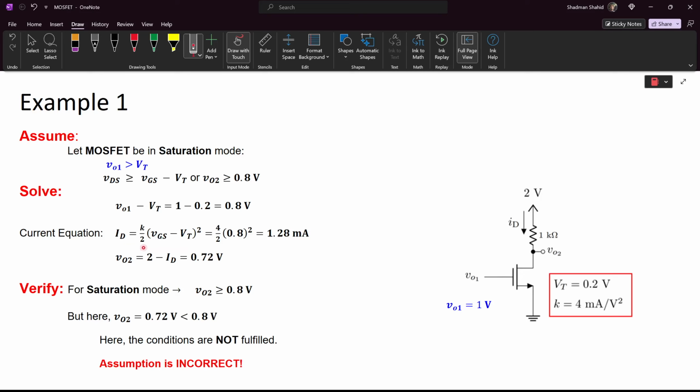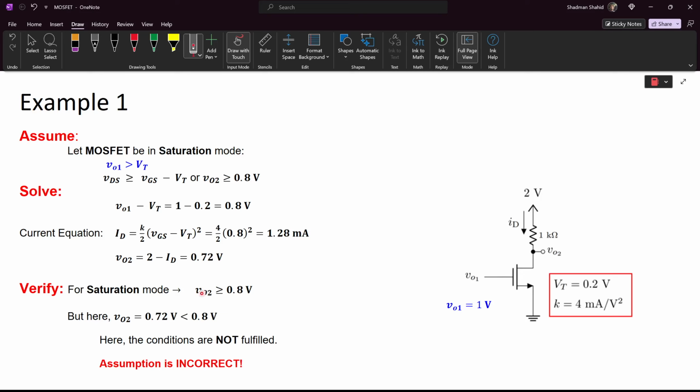Now if we plug in the values of K, VT and VGS in this equation, we get the value of the current ID. For this value of ID, we can easily calculate the voltage at the node which has a voltage of VO2, and the current value becomes 2 minus ID that we can find from this region of the circuit, and we find that the voltage is 0.72 volt.